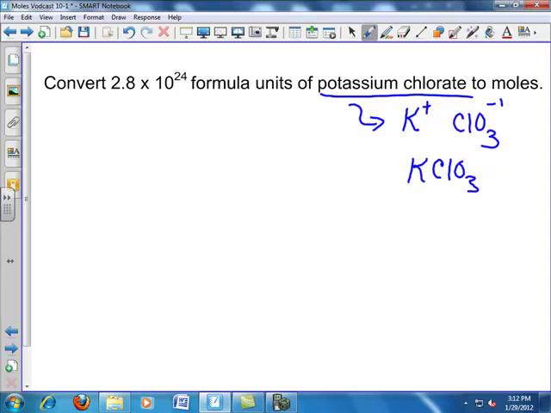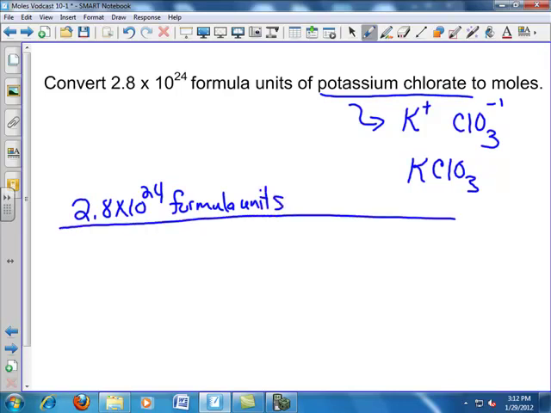Okay, so I have formula units that I want to convert to moles. So I have 2.8 times 10 to the 24th formula units. And the big question always comes out, do I have to write out formula units? And the answer is yes. Formula units of KClO3. And what will go on top? I'm looking for moles. 1 mole will go over 6.022 times 10 to the 23rd formula units.